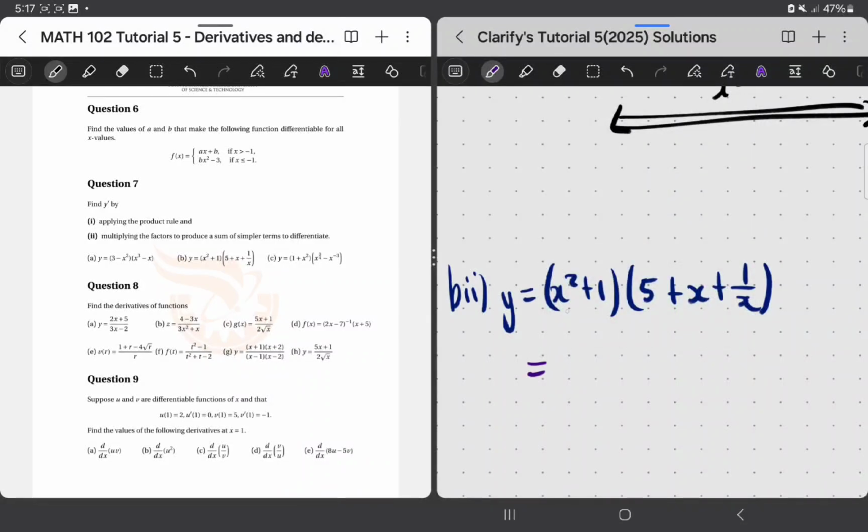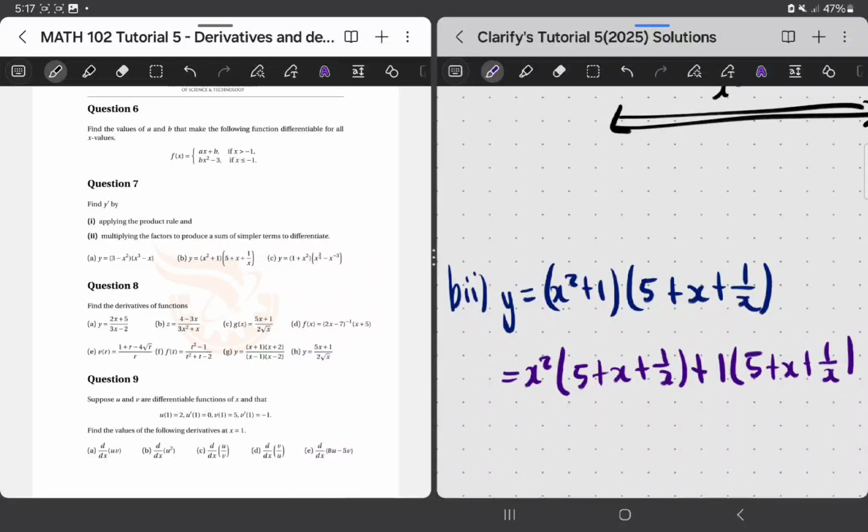So what are we going to have? We take x squared, it multiplies the whole of this, then 1 multiplies the whole of this. If you want to do it the long way, you say x squared is going to multiply 5 plus x plus 1 over x. Then plus 1, this one is going to multiply 5 plus x plus 1 over x.